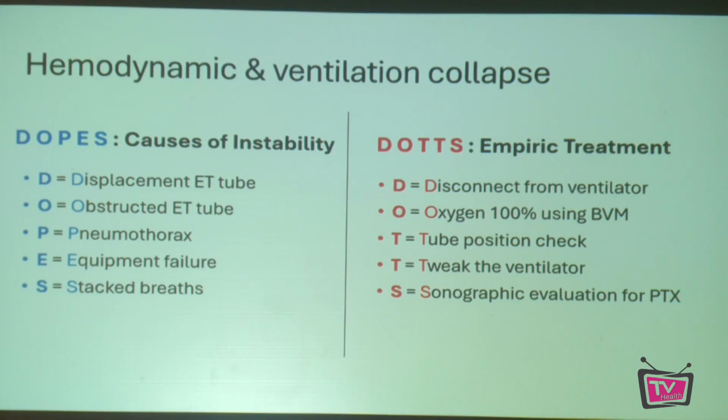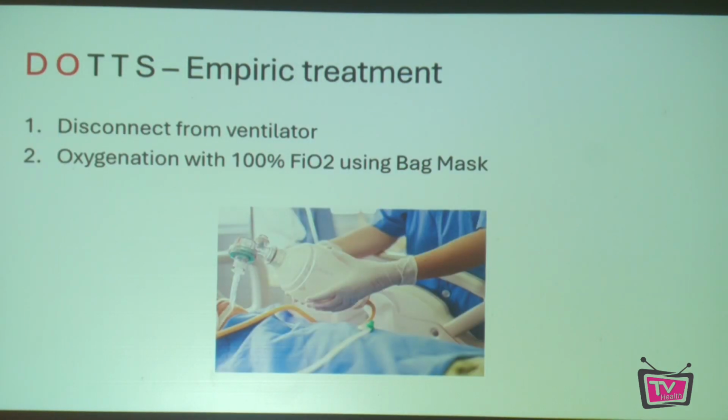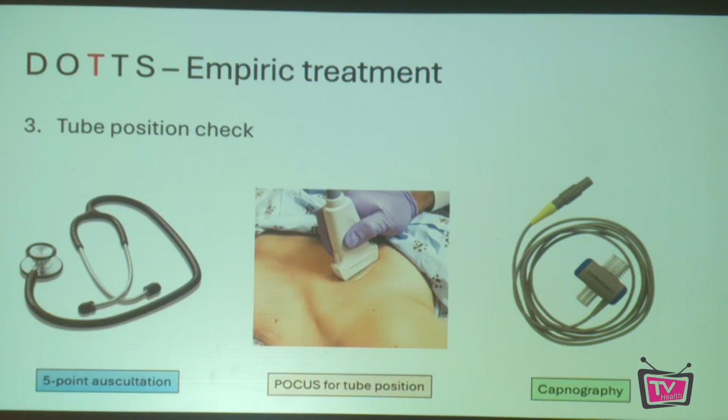Check the tube position. It is very important. How do you do that? We will come to it in the subsequent slide. Next is tweak the ventilator. That is what we have been learning since morning. Tweak the ventilator, and how you can pick up sonographic evaluation of pneumothorax. So as we said, the first part is to disconnect the ventilator and oxygenate with 100% oxygen with mask. How do you actually check the tube position?